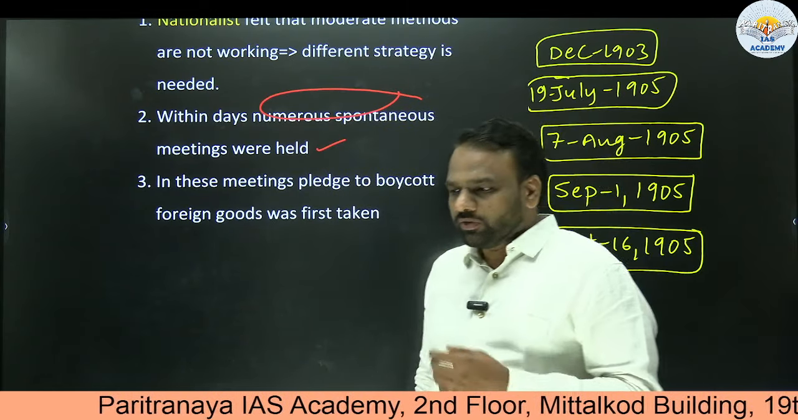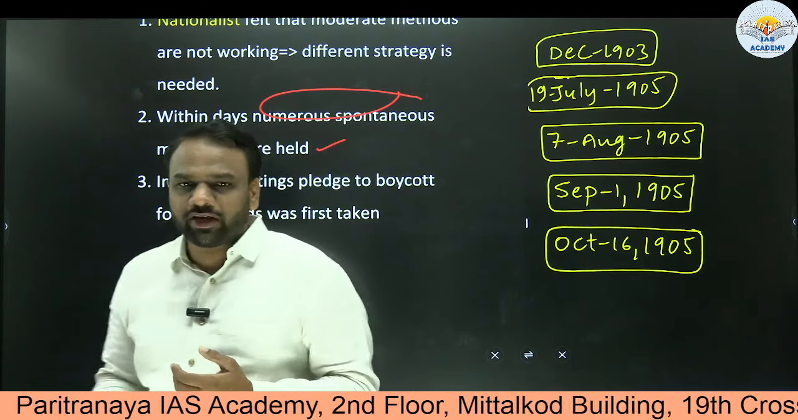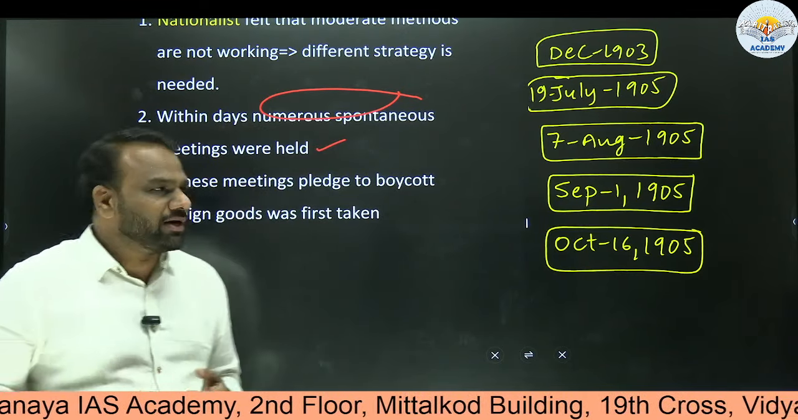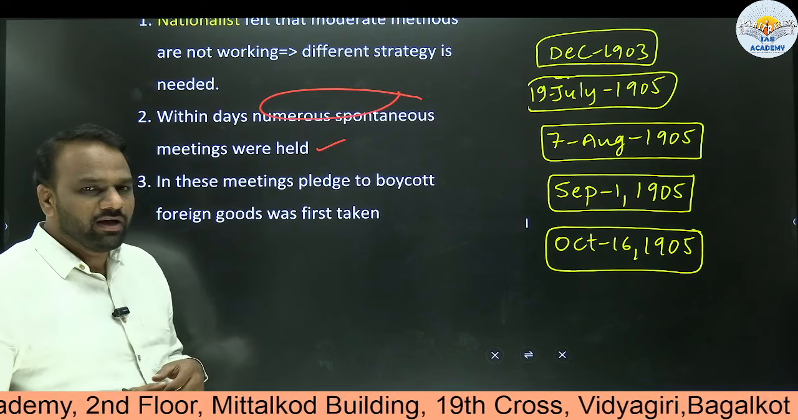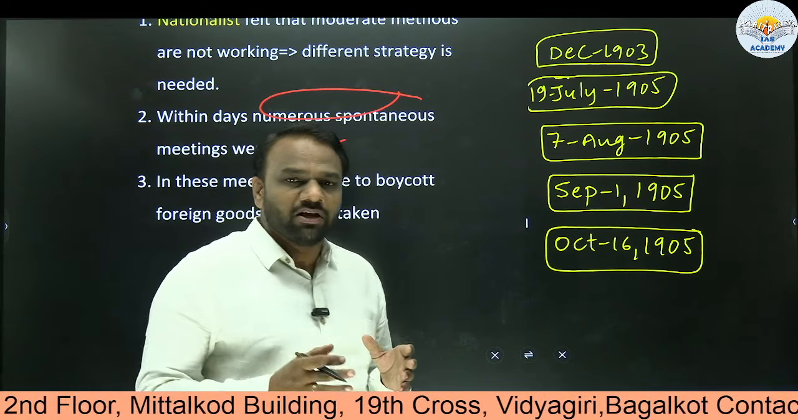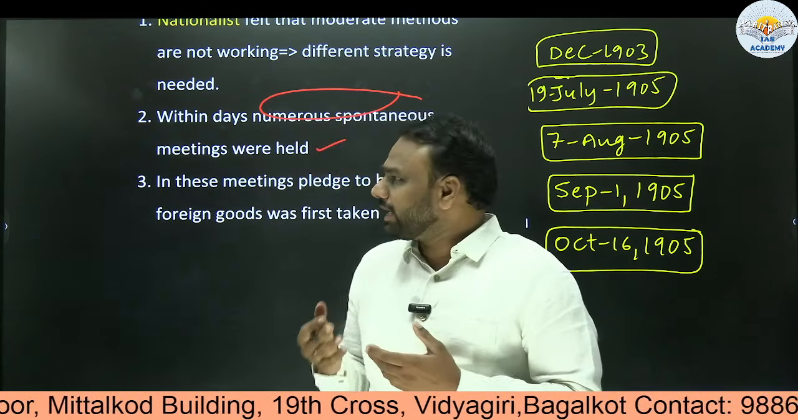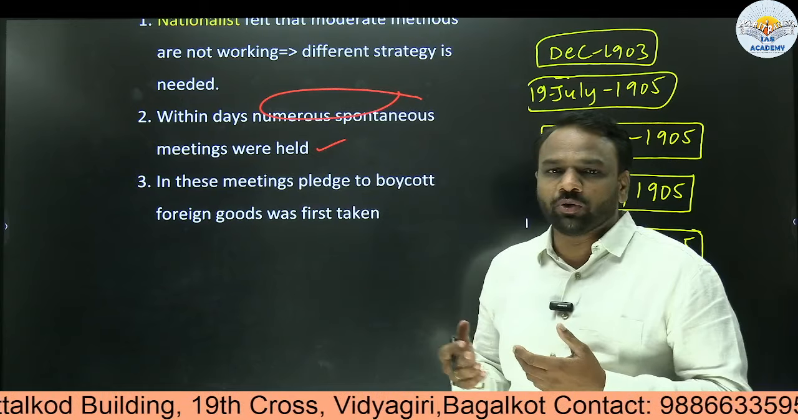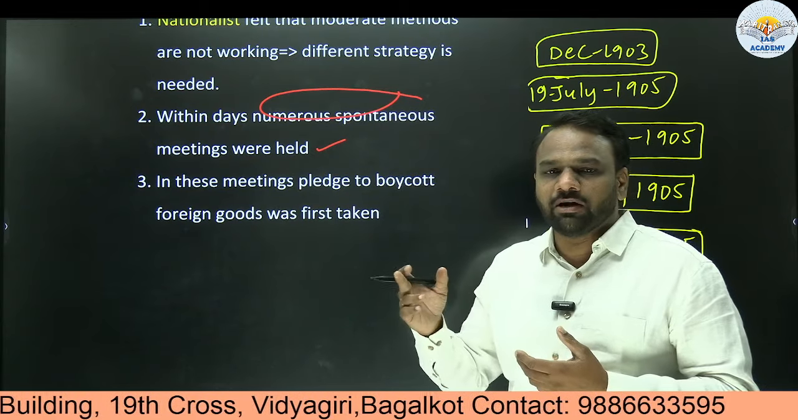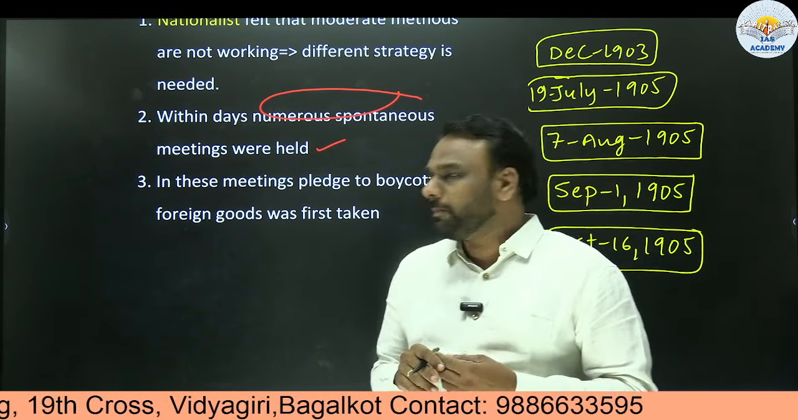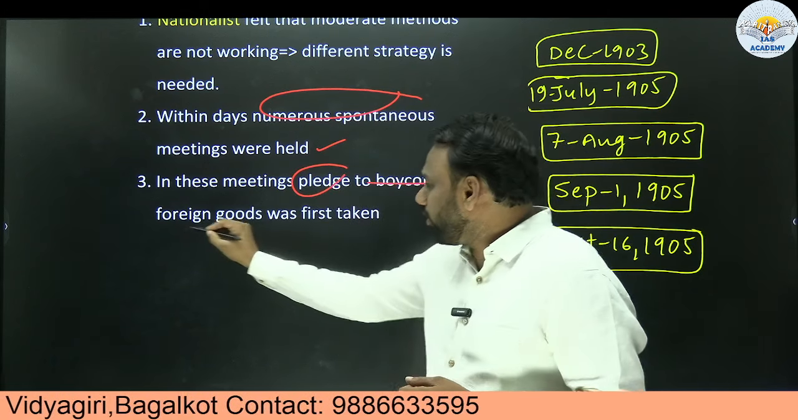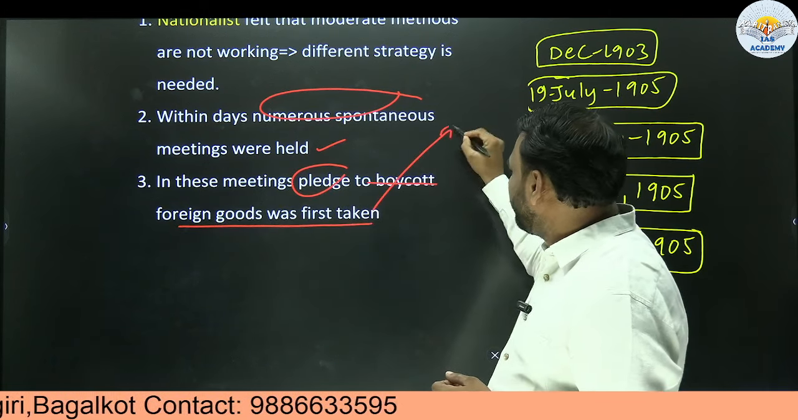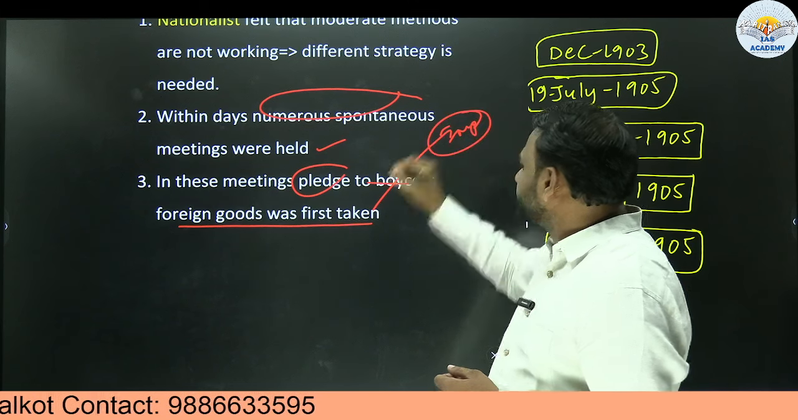So now they got to know that the previous methods are not working. So we need to devise a new method. For that, numerous spontaneous meetings were held, and in those meetings it was discussed what technique has to be adopted in order to convince the Britishers against the partition. In these meetings, pledge to boycott foreign goods was first taken. A very important point.